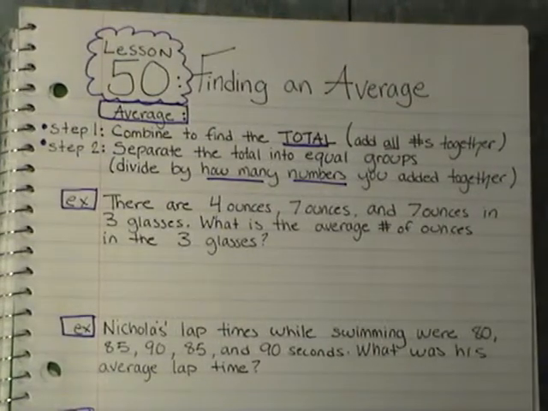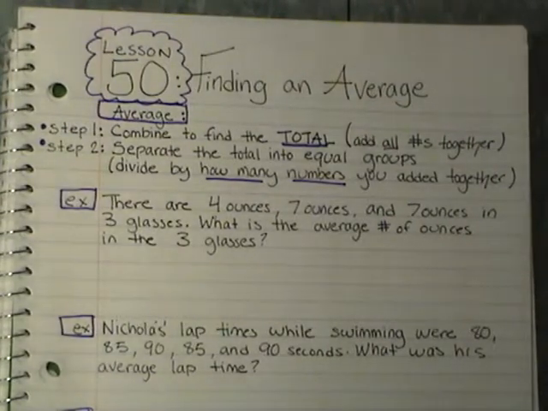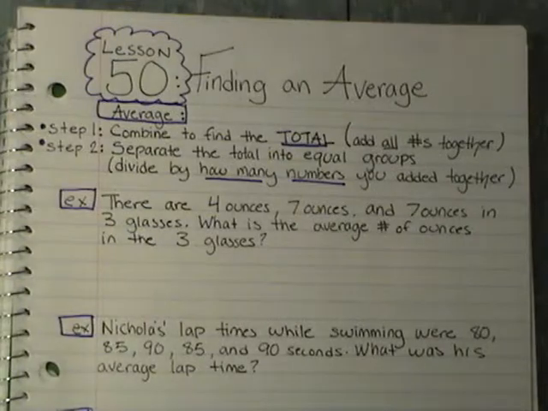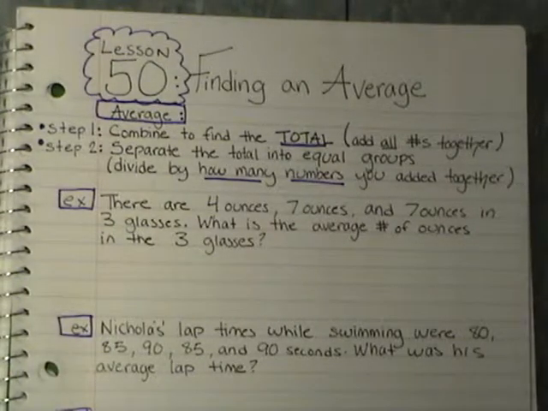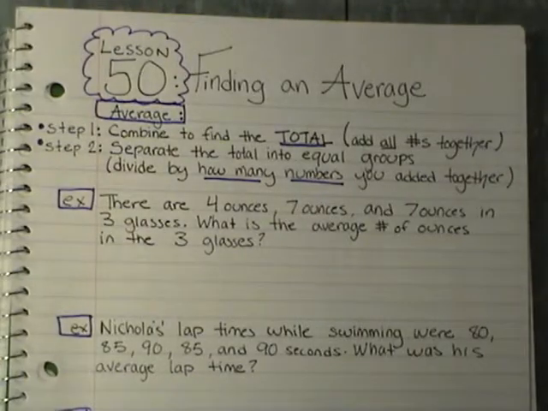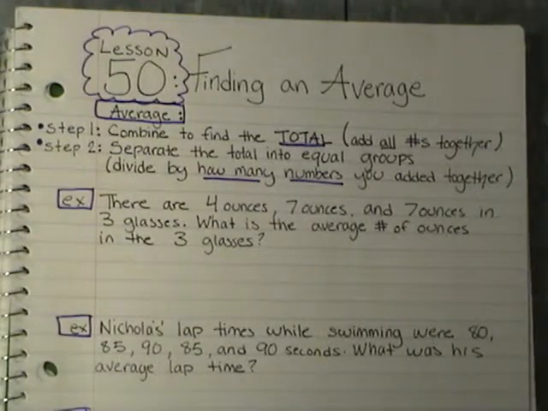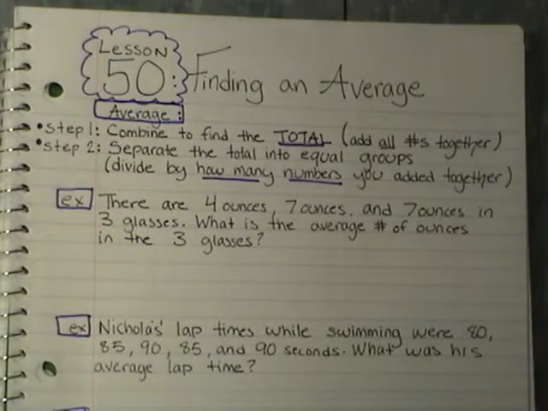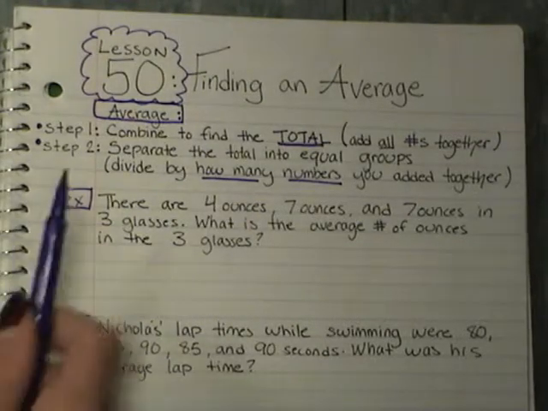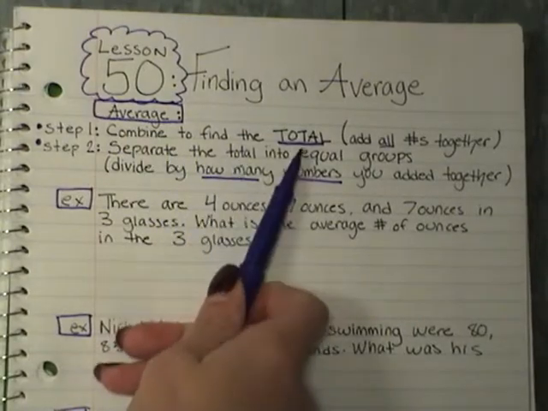Alright, for this lesson we are doing lesson 50 and we are finding an average. Now again, this is another one of my favorite things to do with math, finding averages. So I wrote down the few steps that you're going to do when you find an average of a group of numbers. Okay, so step 1, combine to find the total.